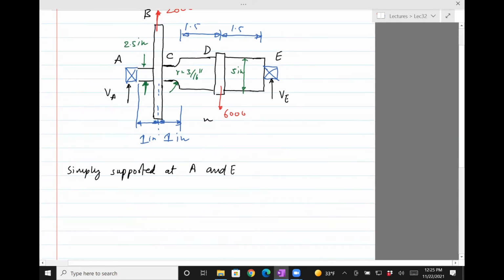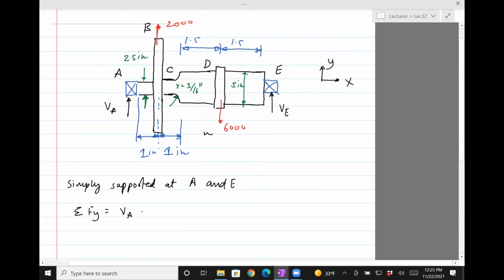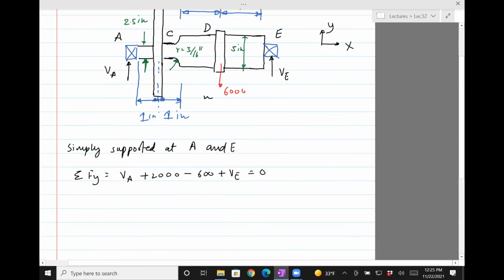Okay, so what we do here is we assign a coordinate system. So let's say this is X, that's Y. So you sum the forces in the Y direction. It's VA upward. The 2000 acts upward, so plus 2000. 6000 acts downwards, and then VE acts upwards. So the sum is equal to 0. 6,000, you have 600. Good catch, 6000. So then VA plus VE is 4000.